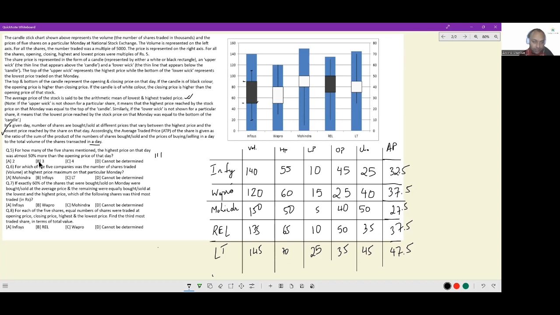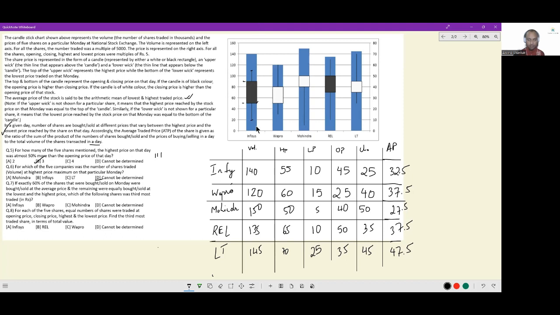There are 3 companies for which the highest price was at most 50% more than the opening price of that day. Okay, next. For which of the 5 companies was the number of shares traded volume at the highest price maximum on a particular day? See, this is a very weird framing of the question, because for which of the 5 companies, oh no, it is not weird framing of the question. There is a wonderful option. For which of the 5 companies was the number of shares traded volume at highest price maximum on that particular day? We have absolutely no idea.